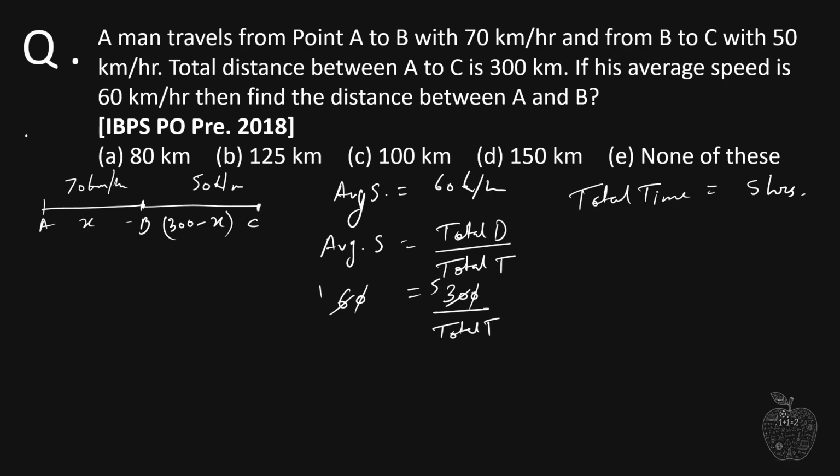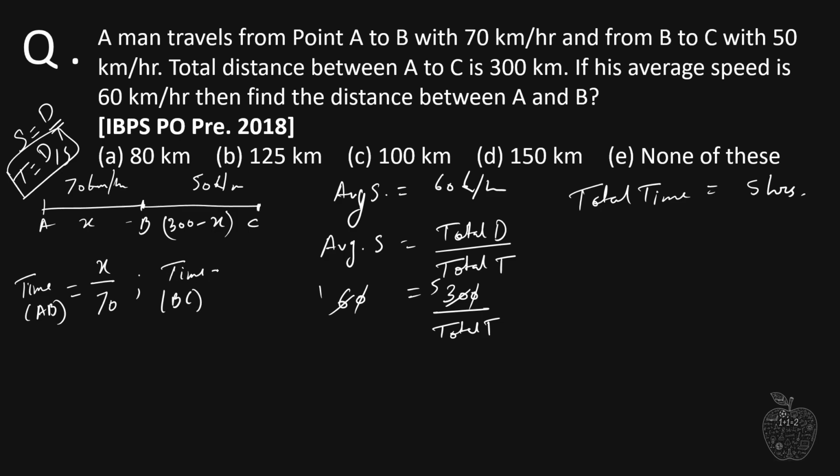Now we know the formula of speed, which is equal to distance upon time, or we can say that time is equal to distance upon speed. Now we will use this formula. When a man travels from A to B, how much time does it take? Let's call that time AB. Time AB will be distance upon speed. Here distance is x and speed is 70. So the time taken to travel from A to B is x by 70. And similarly, the time required to travel from B to C would be distance, which is 300 minus x, upon speed, which is 50.